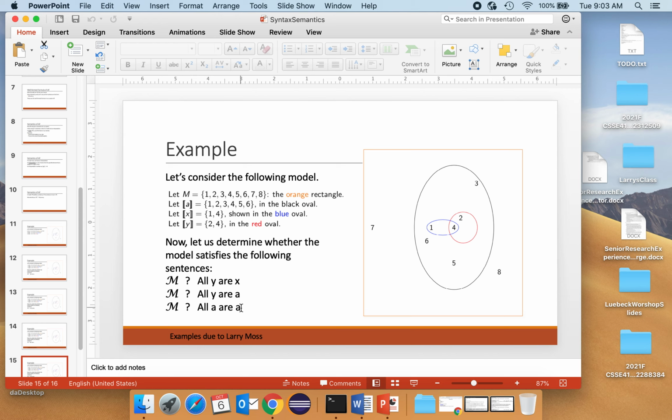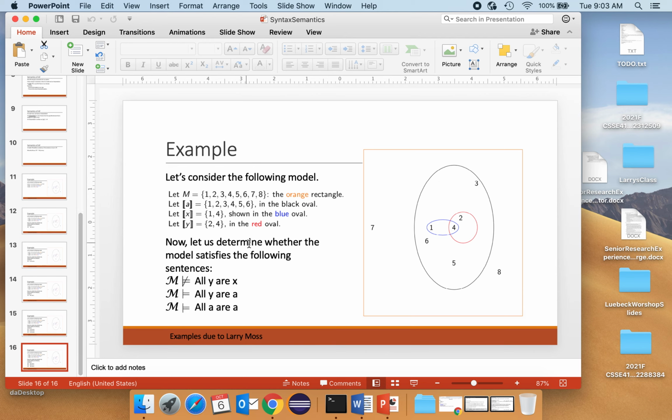All A are A. Yes, that is also supported by our model, because the black oval is the same as the black oval. It's properly contained in itself. So here's what we get: all Y are A is true, all A are A is true, and all Y are X is not true. So there you have it, a very brief example of what a model helps us do. It helps us determine whether something is true.